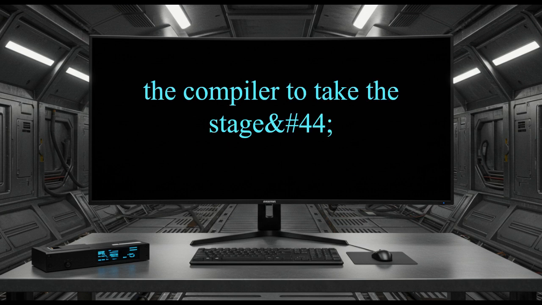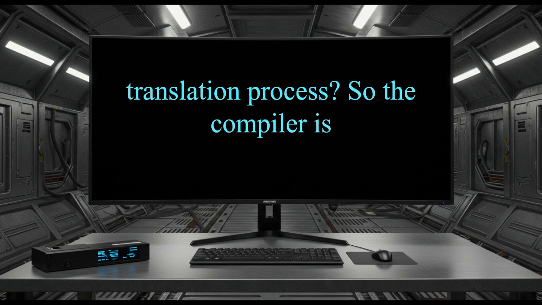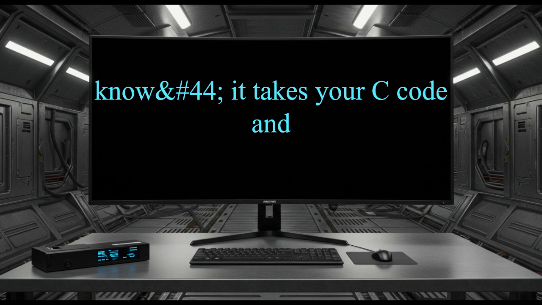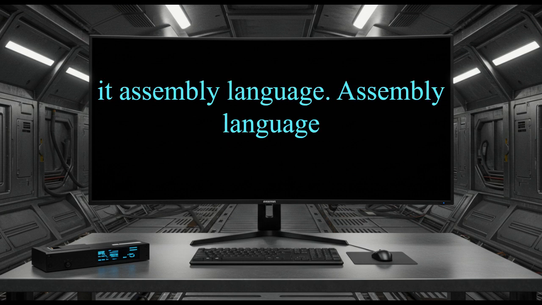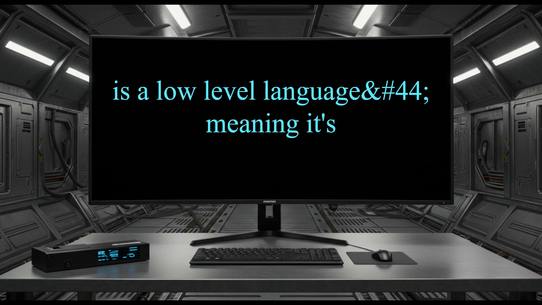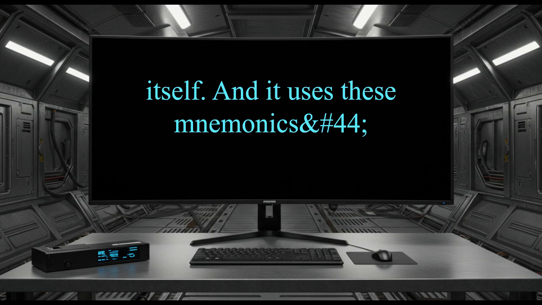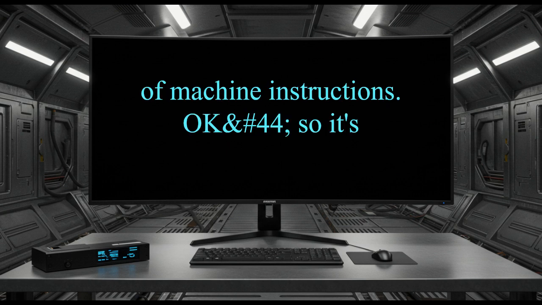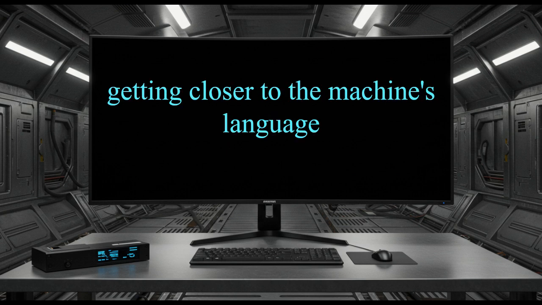Okay, so time for the compiler to take the stage, right? What happens in this whole translation process? So the compiler is like our master code interpreter. It takes your C code and converts it into what we call assembly language. Assembly language is a low-level language, meaning it's much closer to the actual hardware itself. And it uses these mnemonics, which are symbolic representations of machine instructions. Okay, so it's still human readable, but it's getting closer to the machine's language.